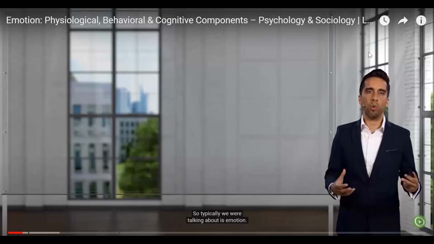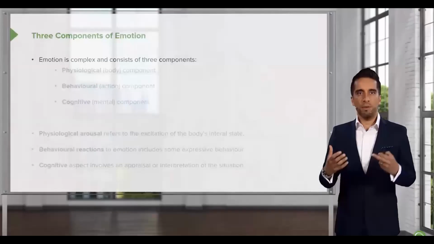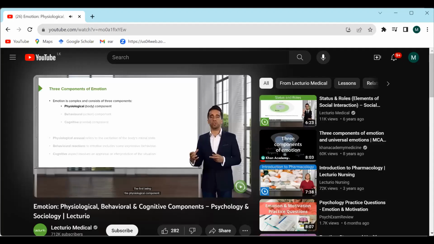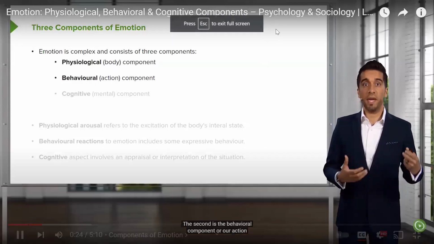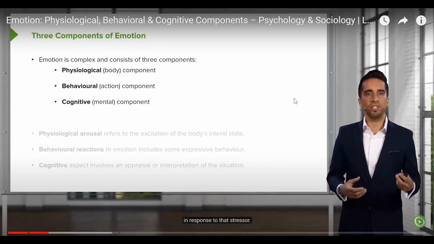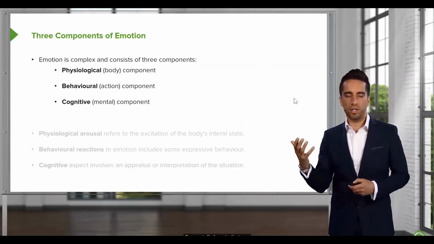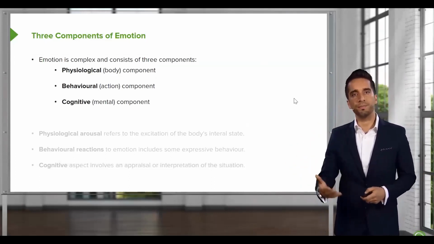Okay, let's get into how it is that we respond to the world around us. So typically what we're talking about is emotion, and we're going to walk through the three main components of what makes up emotion. The first being the physiological component, or how does your body react to a stressor? The second is a behavioral component, or our action in response to that stressor. And third is the cognitive component, or mentally, how is it that we react to that stressor? So collectively, these three together will create the emotion that we impart.